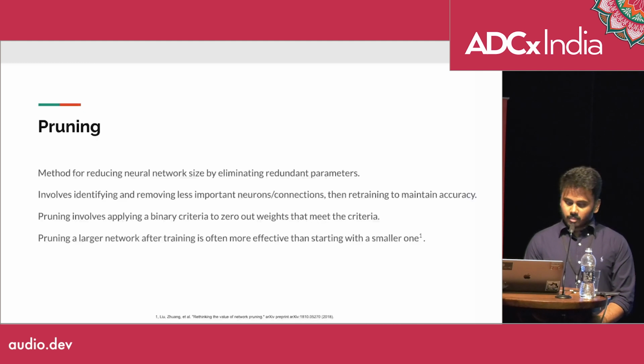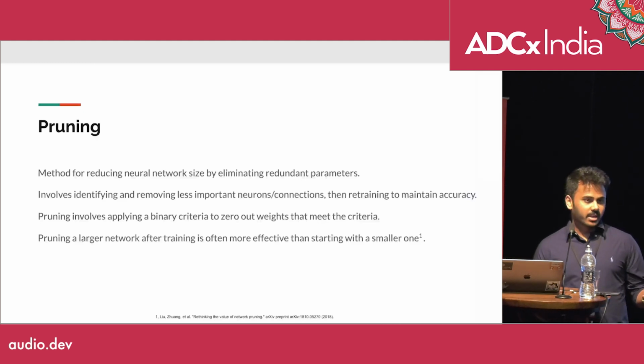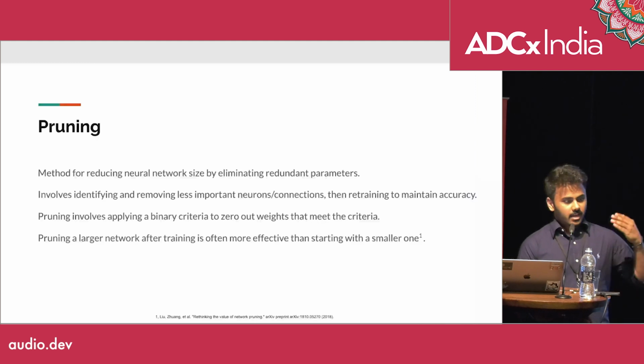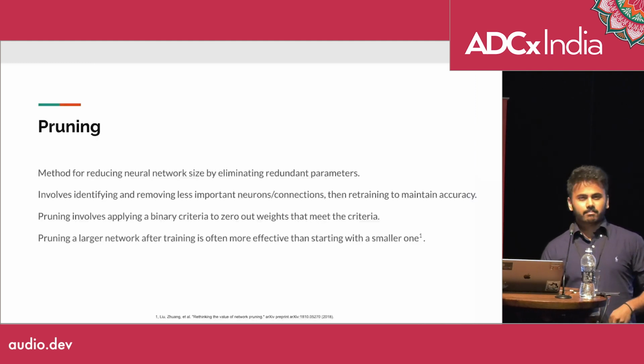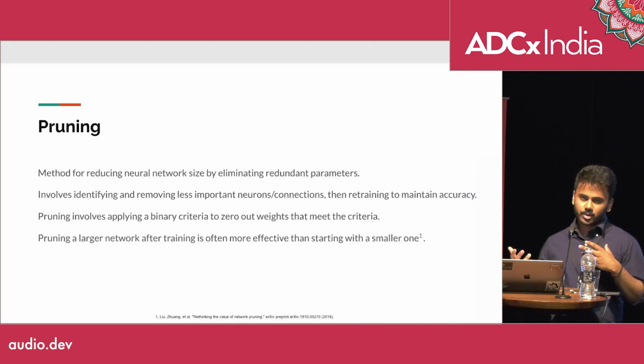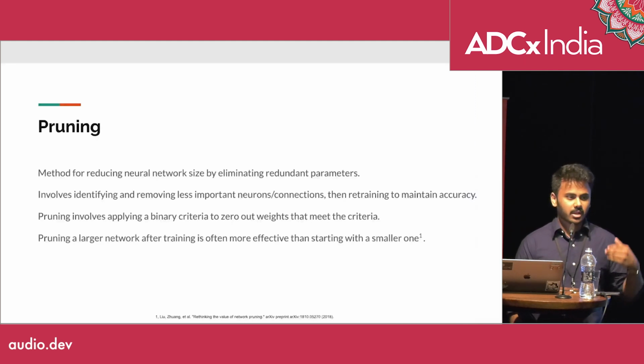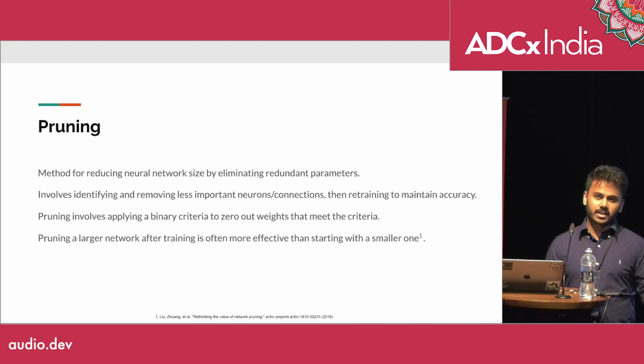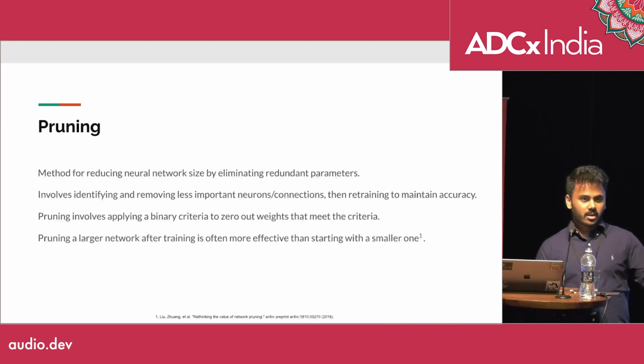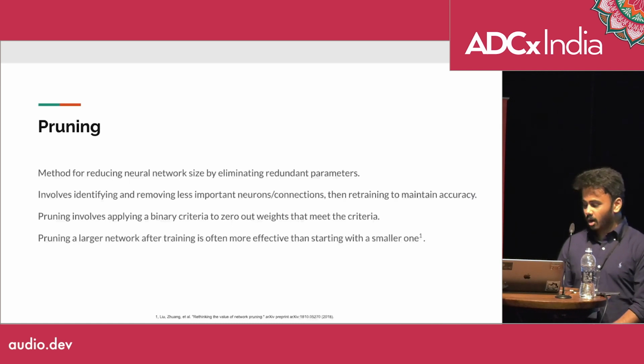And pruning involves applying a binary criteria to zero out weights. So what it means is, we'll again cover what weight pruning or neuron pruning is in a minute, but if you want to prune a particular weight, you have a binary criteria. Let's say you have a threshold. If it's above that, then it's 1. If it's below that, it's a 0. So basically you're either on or you're off.